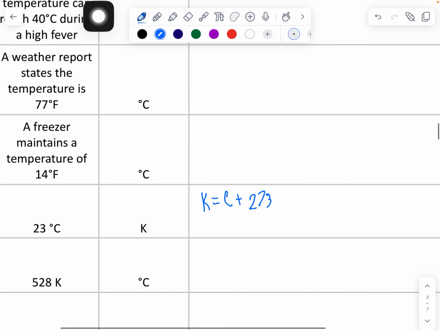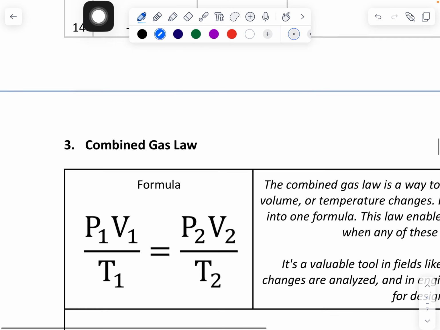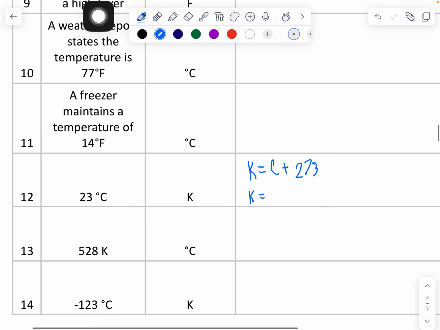So we can go ahead and plug in, well, what's our temperature in degrees Celsius? It is 23. We are going to add 273, plug this into our calculator. 23 plus 273 gives us 296 Kelvin.